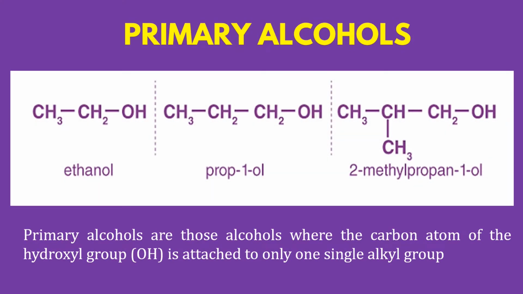Primary alcohols are those alcohols where the carbon atom of the hydroxyl group is attached to only one single alkyl group. Some examples of these primary alcohols include methanol, ethanol, and prop-1-ol. The complexity of this alkyl chain is unrelated to the classification of any alcohol as primary. The existence of only one linkage between the OH group and an alkyl group is what qualifies any alcohol as a primary.